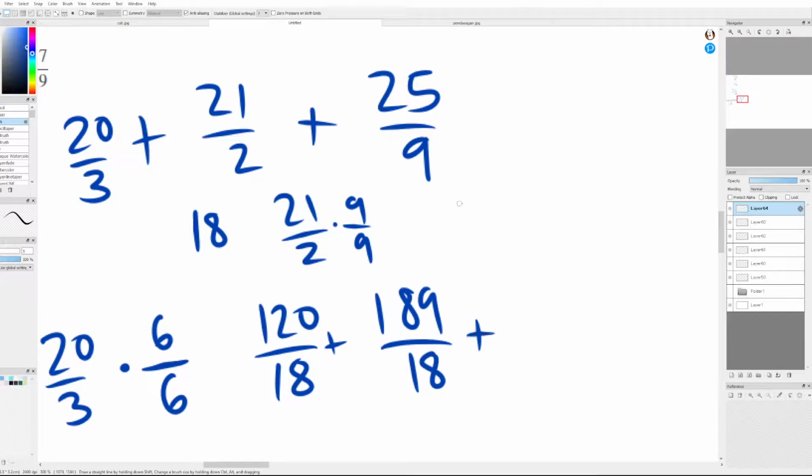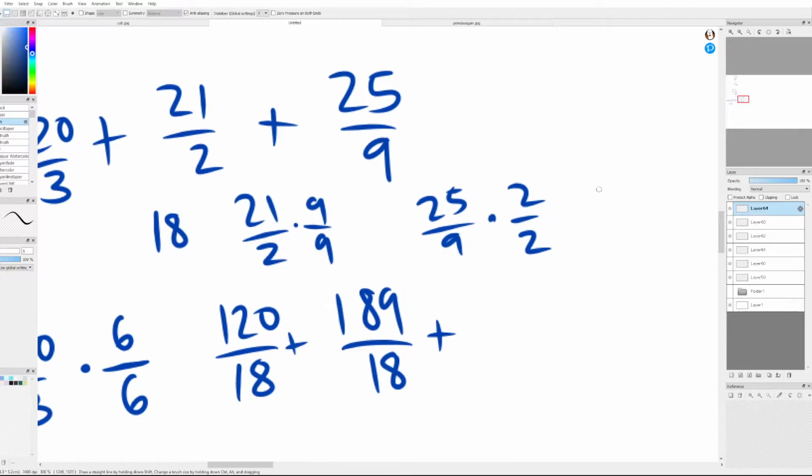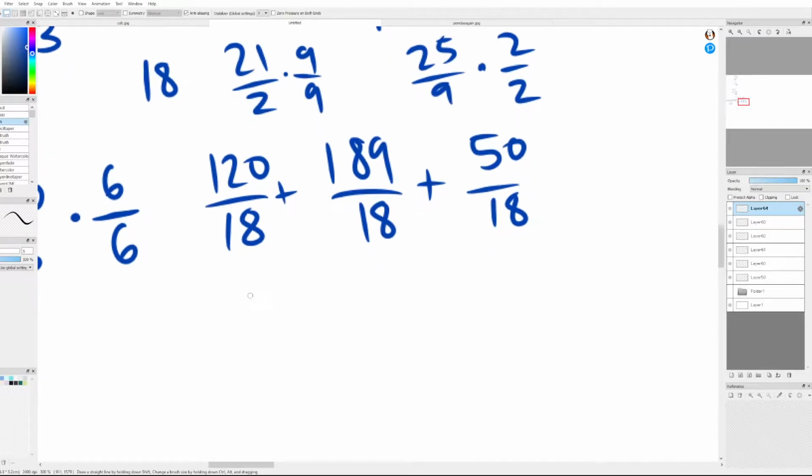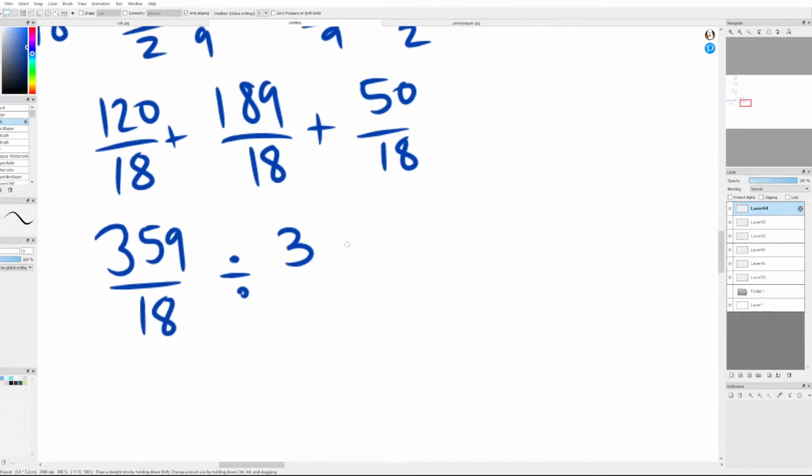And then 25 over 9 times 2 over 2 is going to give us 18 on that bottom, which is what we want, which is going to give you 50 over 18. Then, when you add all of those together, 120 plus 189 plus 50, you're going to have 359 over 18. Now, we want to divide this by 3.